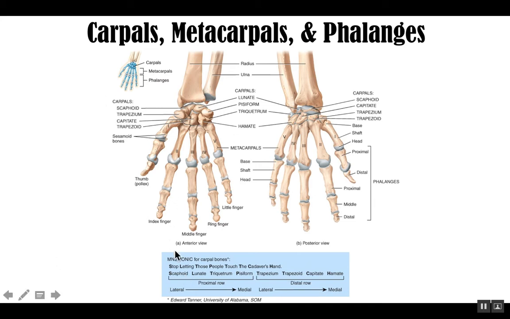Scaphoid means boat-like. So the scaphoid bone has somewhat of a shape of a little boat. Lunate means moon-shaped. Triquetrum means 3-cornered. It has 3 corners to it. Pisiform means pea-shaped, like a garden pea, because it is a very small, round bone.